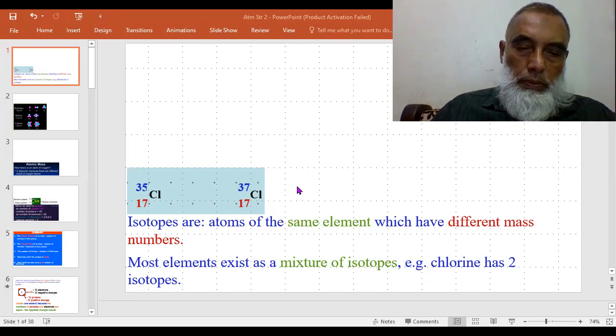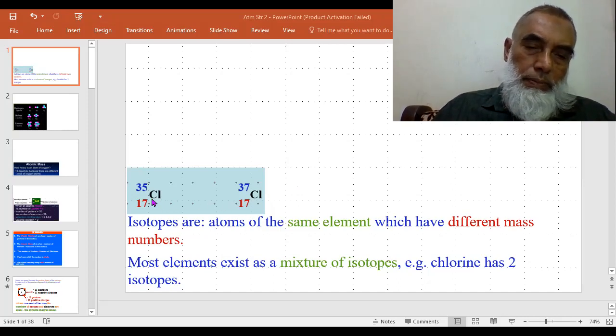We were discussing the different masses of an atom. When a particular atom exists in different masses, this atom is said to have isotopes. For example, chlorine exists with atomic mass 35 and also atomic mass 37. This is happening because of the different number of neutrons.